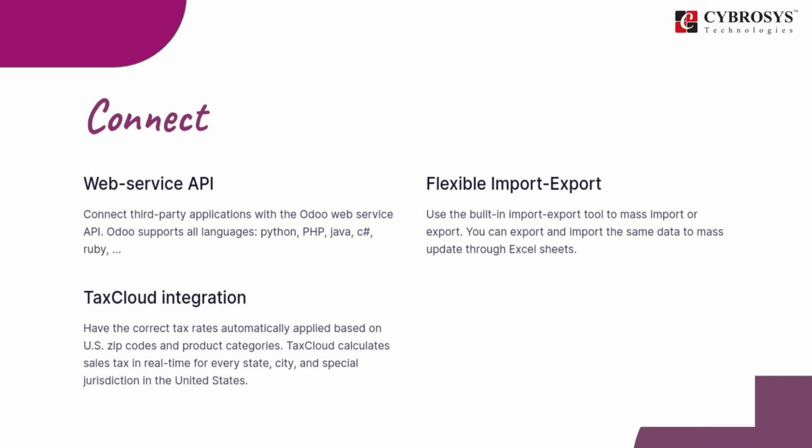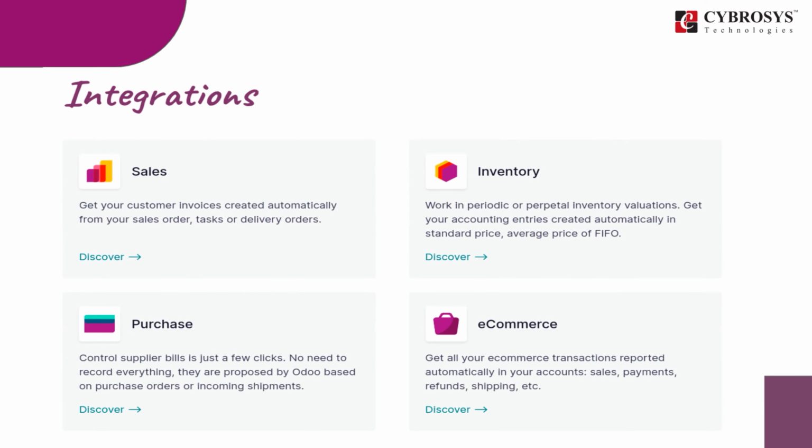Then comes the tax cloud integration. This is what we have just mentioned earlier. The tax cloud is integrated with Odoo, so we'll be having the ability to take the correct tax rate automatically applied on the transaction like invoices and bills based on the US zip codes and product categories. Okay, so tax cloud calculates sales tax in real time for every state, city, and special jurisdiction in the United States. Also, our tax is supported by Odoo.